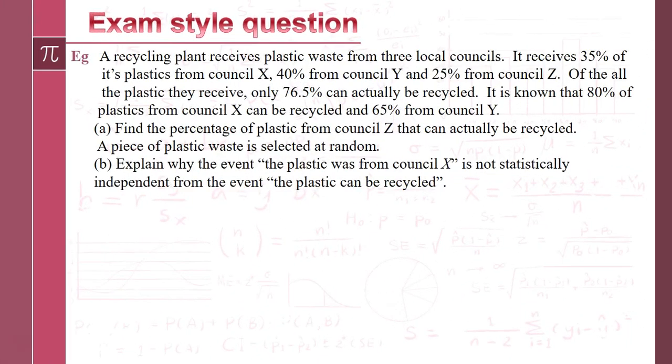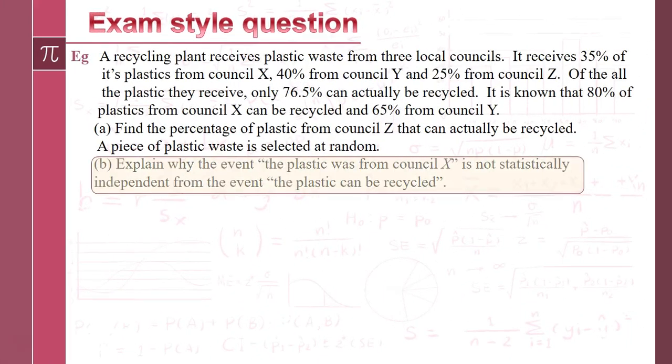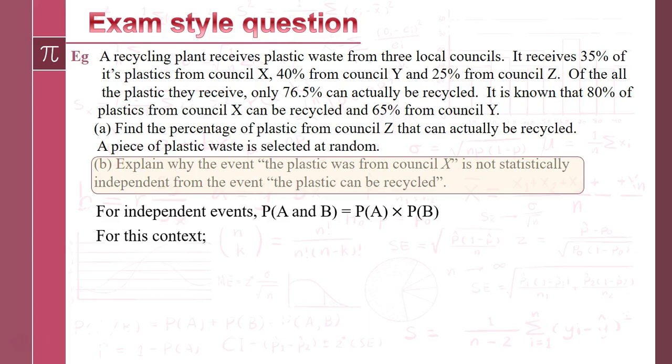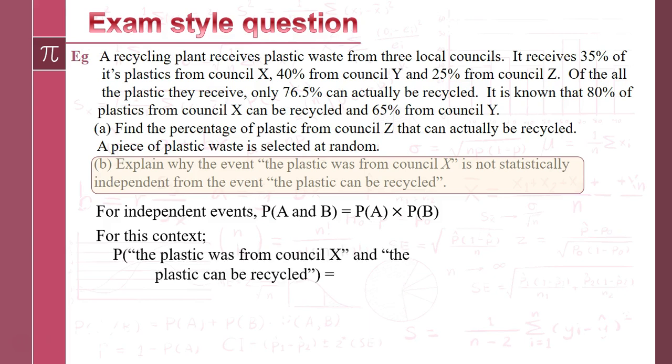Right, on we go. Part B. Is it statistically independent that the plastic is from Council X and that the plastic can be recycled? Are those events independent? Well, let's have a look at what happens in this context. Our two events are: the plastic was from Council X, that's our first event, and the plastic can be recycled, that's our second event. So plastic from Council X was 40%. The plastic can be recycled overall was 76.5%. Those two things multiplied together give us 0.306.